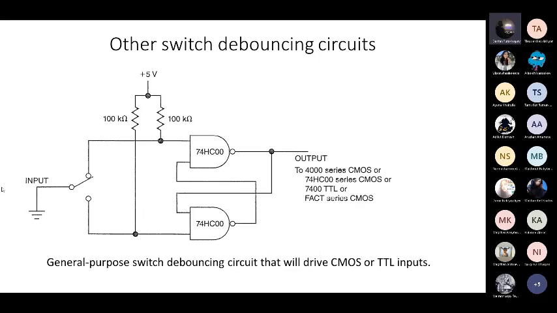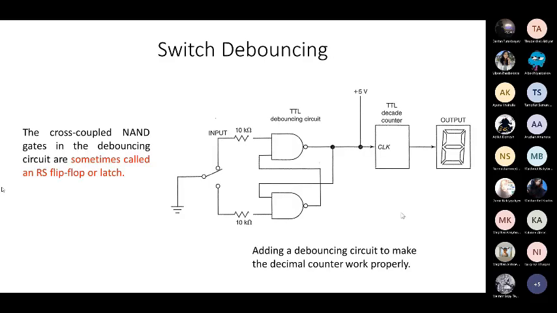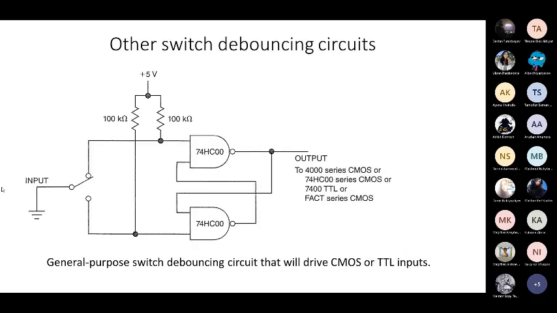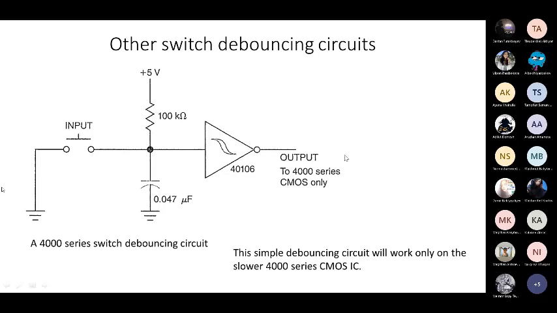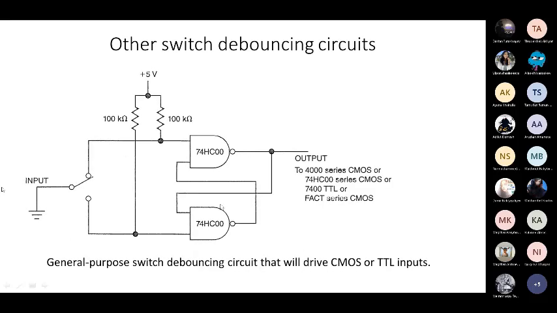Okay, let's consider the other one. It's similar to the first one, but you can see here we have some resistors. So it actually depends what kind of integrated circuit you're using. Here you can see that this one works for CMOS with 4000 series, right? Here, this debouncing switch can be wired also to the 4000 series, but also to the 74HC00 series, and also to the TTL 7400 and some FACT series CMOS.